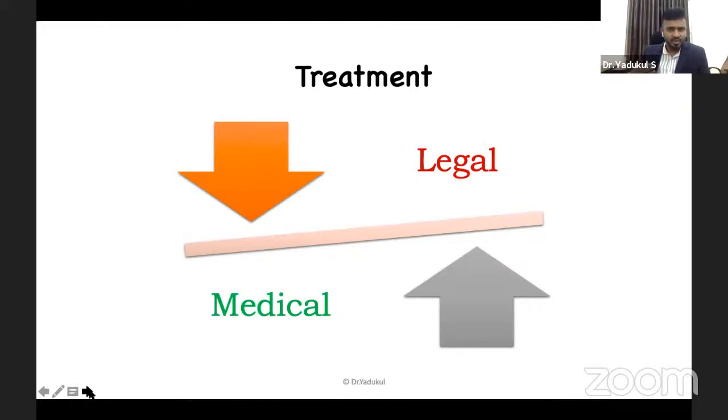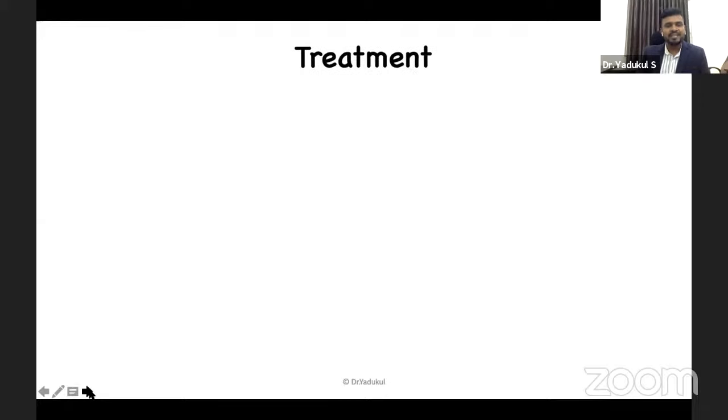It doesn't matter if you don't immediately report, because it is a life-saving procedure. You do the first aid first and then you have to report to the police. Basically, we have two responsibilities as a doctor. One is legal responsibility, another is medical responsibility. Now coming to the medical or the treatment aspect of OP poisoning.